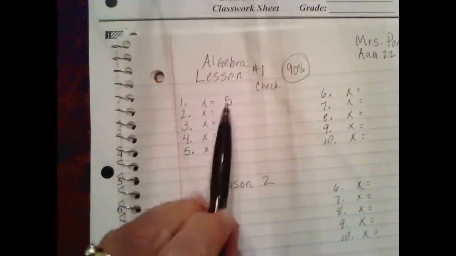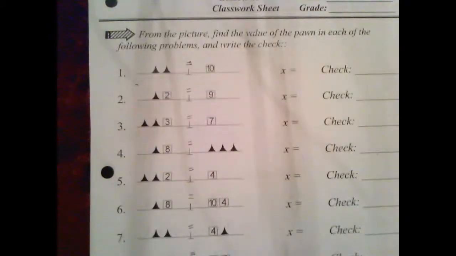And if x is equal to 5, then the two sides of the equation do indeed equal 10, because 2 times 5 is 10, and that does equal 10. So in my notebook, my check is going to be 10 equals 10.